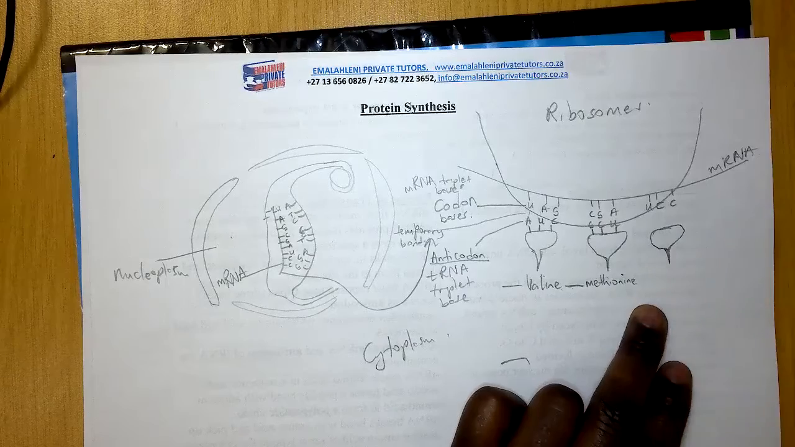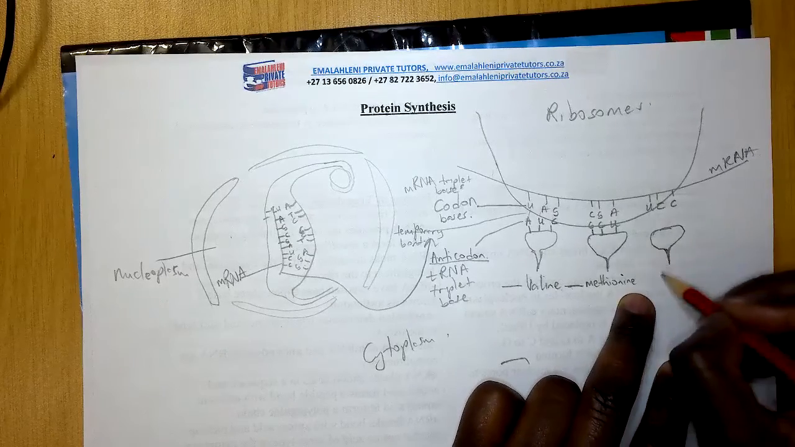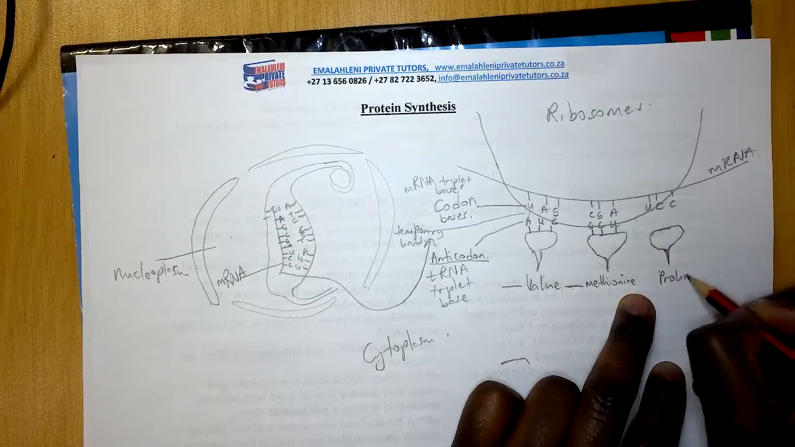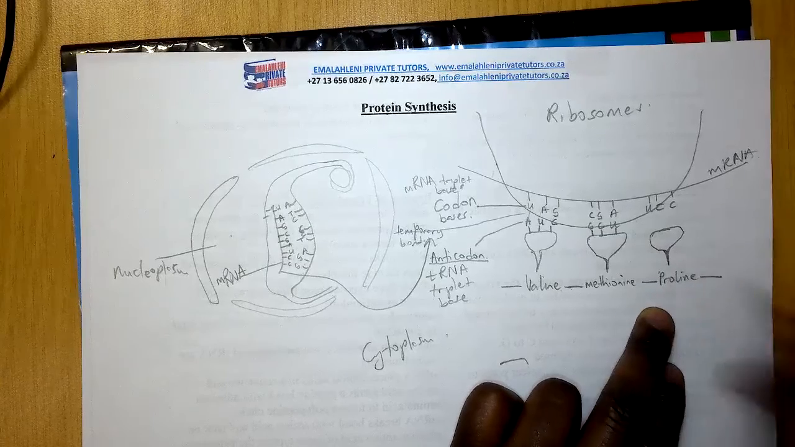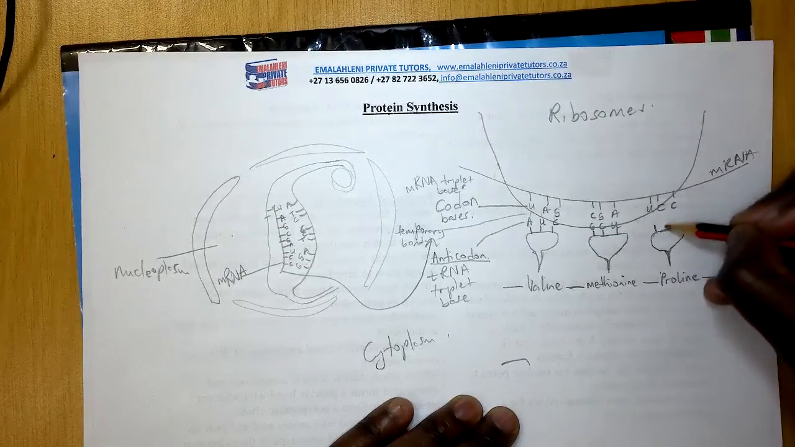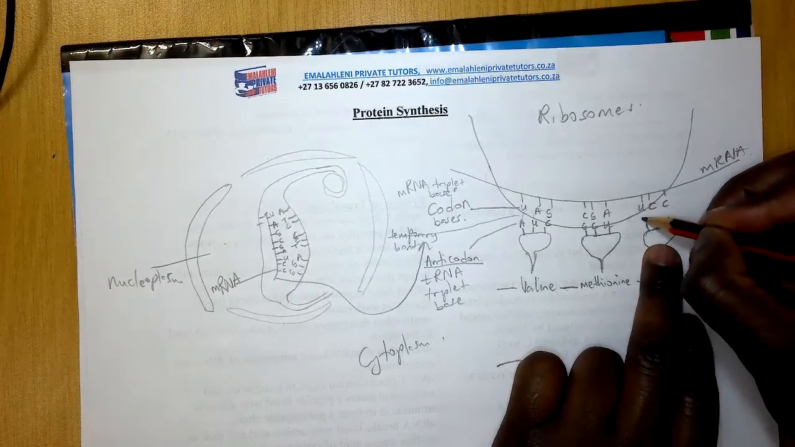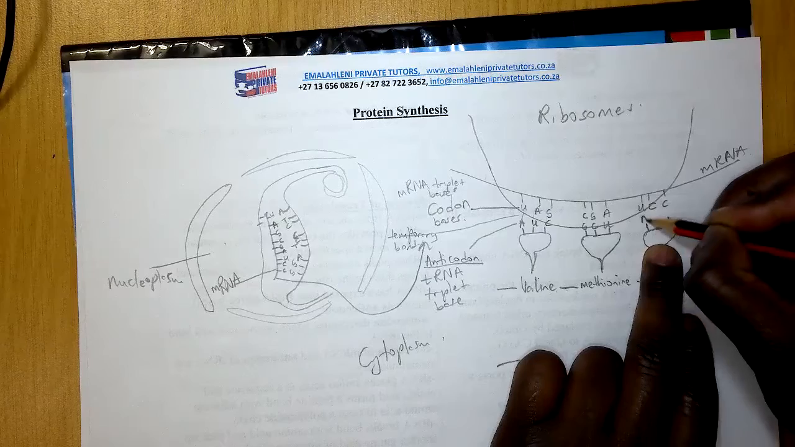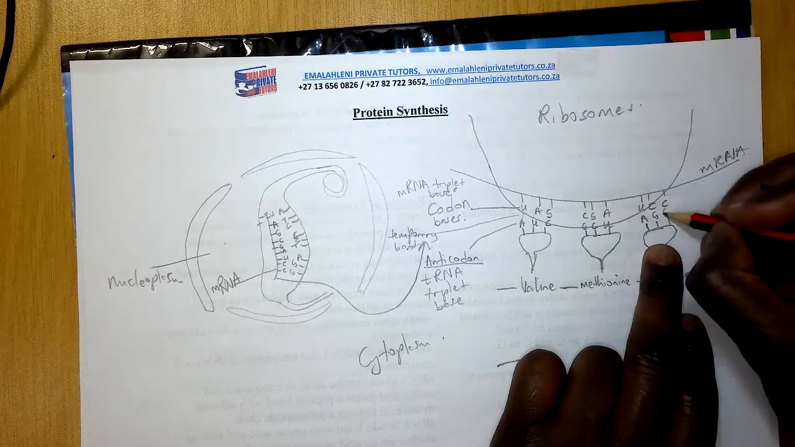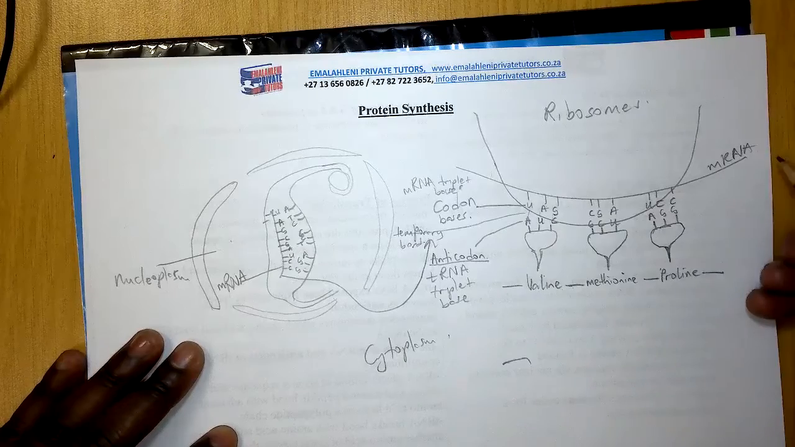Okay, then another transfer RNA. Let's just call it proline. So this is another amino acid. So these are what we call amino acids now. So what we are having now is an amino acid sequence. Let me just show you here. U is pairing with A, and C is pairing with the G here. That's what we're having here. So this is long, and this will also be long.